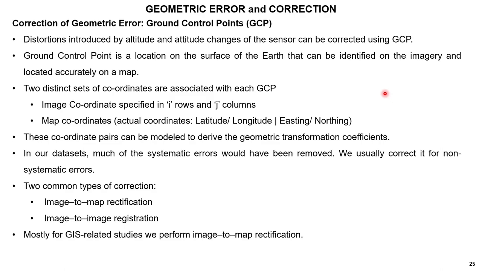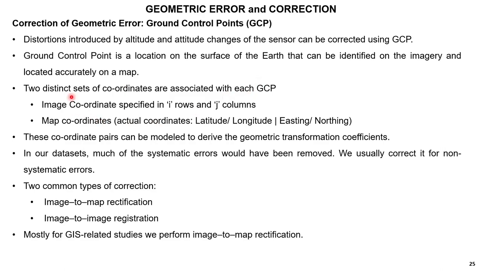Now we need to correct this geometric error, and we can correct it by using ground control points. These are points on the ground. They should be some static object, so they should not change with time. For example, river channels cannot be a ground control point because a river will change its course, or the bank of the river will change depending on the kind of flow. So that is not a point. Buildings are usually static, and the major road intersections are static points which can potentially become ground control points.